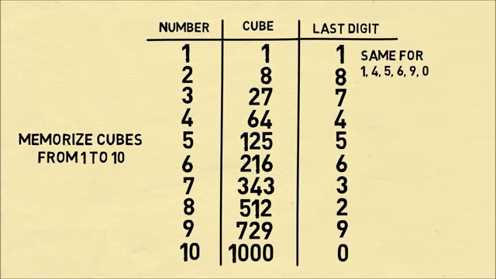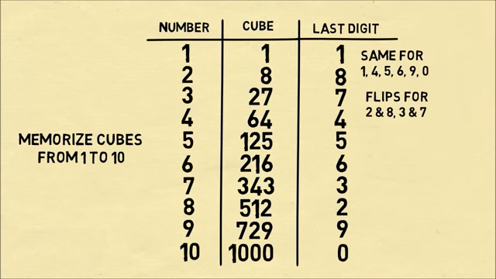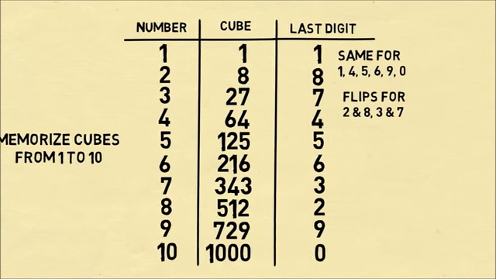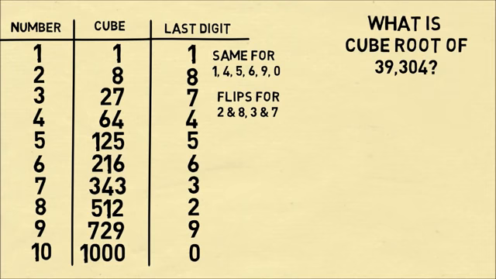An easy way to remember this is that for the numbers 1, 4, 5, 6, 9, and 0, the last digit is the same as the number. And for the numbers 2 and 8 and 3 and 7, the last digit flips. So the last digit for 2 is 8 and the last digit for 3 is 7 and vice versa. So let's do the trick.